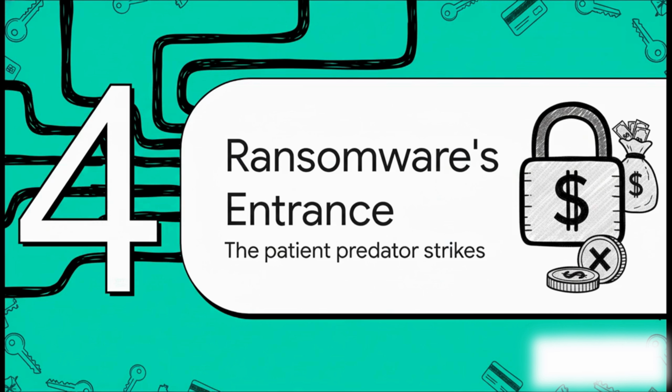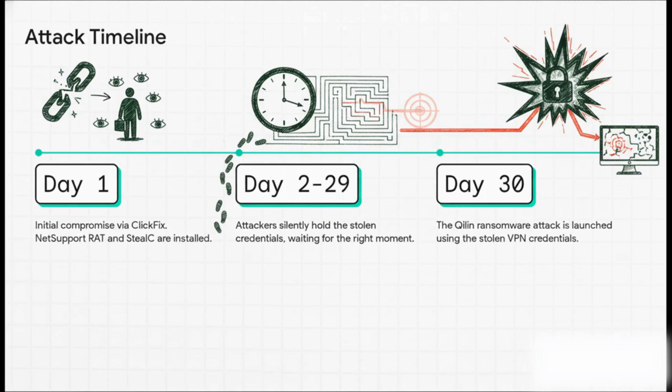Welcome to Section 4, Ransomware's grand entrance. This is where the patient predator finally strikes. Okay, now this right here is what makes these attackers so effective. It's their patience. The initial infection, that click, happens on day 1, but the actual ransomware attack doesn't launch for almost a month. Think about that. They just sit and wait.